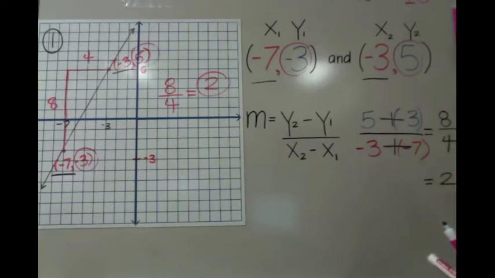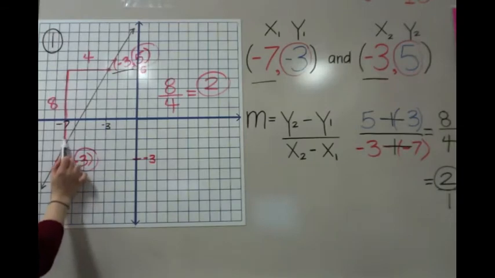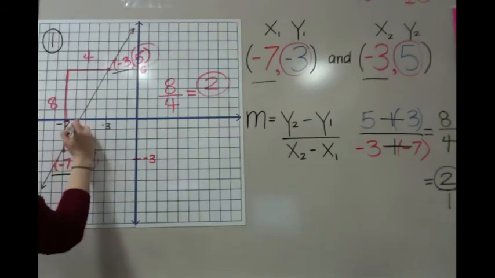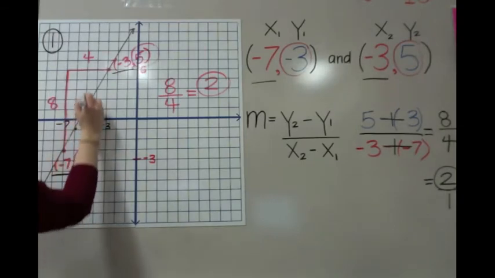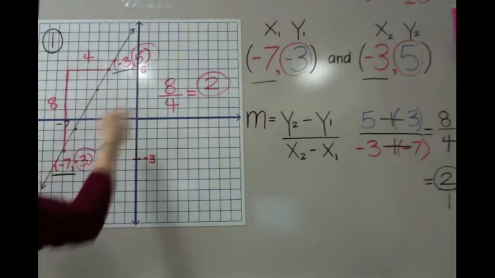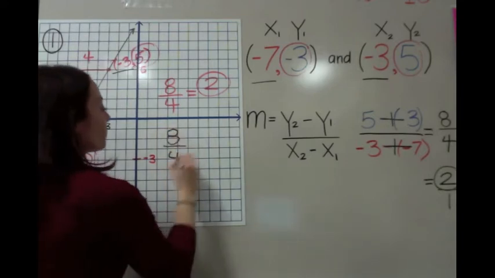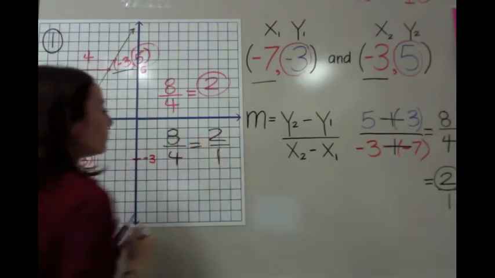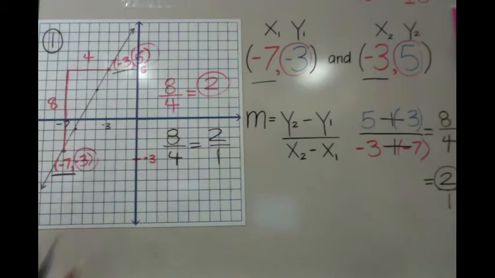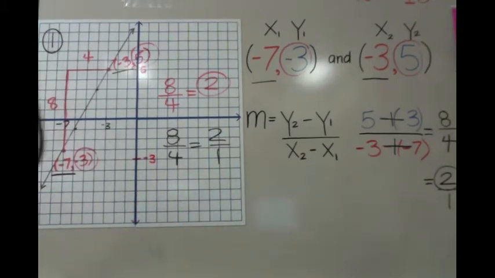Now that 2, when we go to graph it, we realize it's 2 over 1. The slope is 2, meaning that if I go up 2 and over 1, I end up on the line. Up 2 over 1, up 2 over 1. So we see that 8 divided by 4, going up 8 and over 4, is the same as going up 2 over 1, because they are equal ratios. All right? So go ahead and get that down.